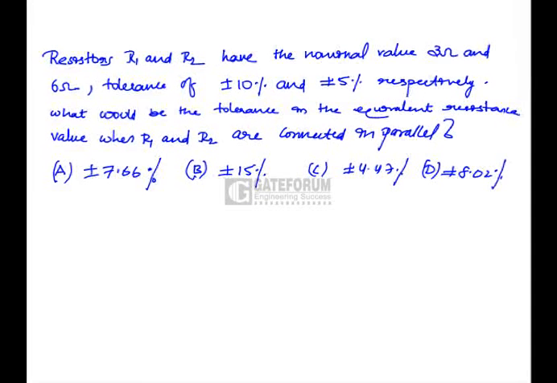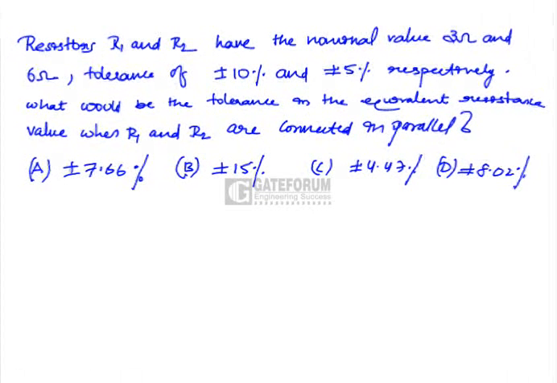R1 and R2 have the nominal values of 3 ohms and 6 ohms, each having a tolerance of 10% and 5% respectively. Now, what would be the tolerance in the equivalent resistance if R1 and R2 are connected in parallel? Calculating error in parallel resistors is a tricky one, because you have the same values in numerator and denominator. R equivalent, when two resistors are connected in parallel, is R1 plus R2 in the denominator, and the numerator term is R1 into R2.